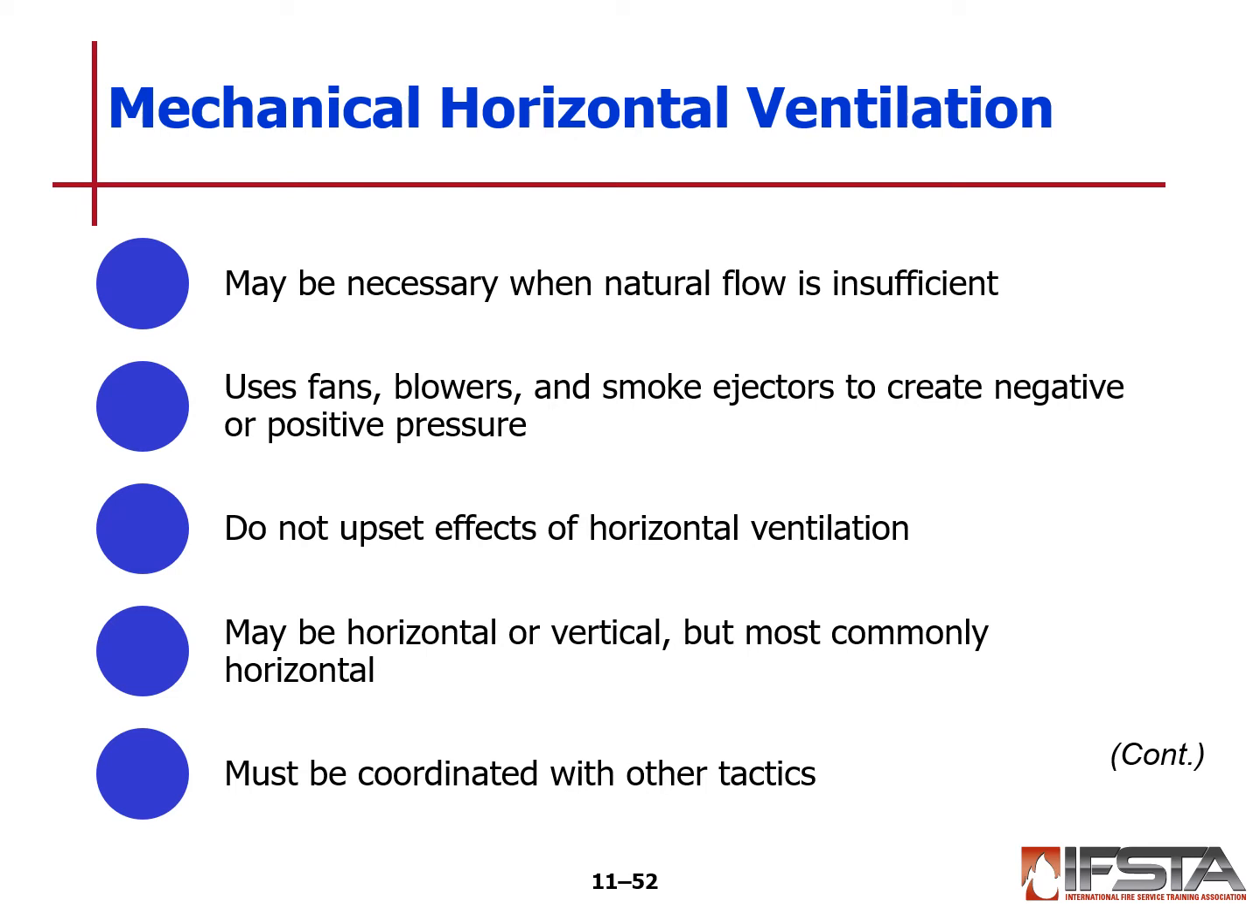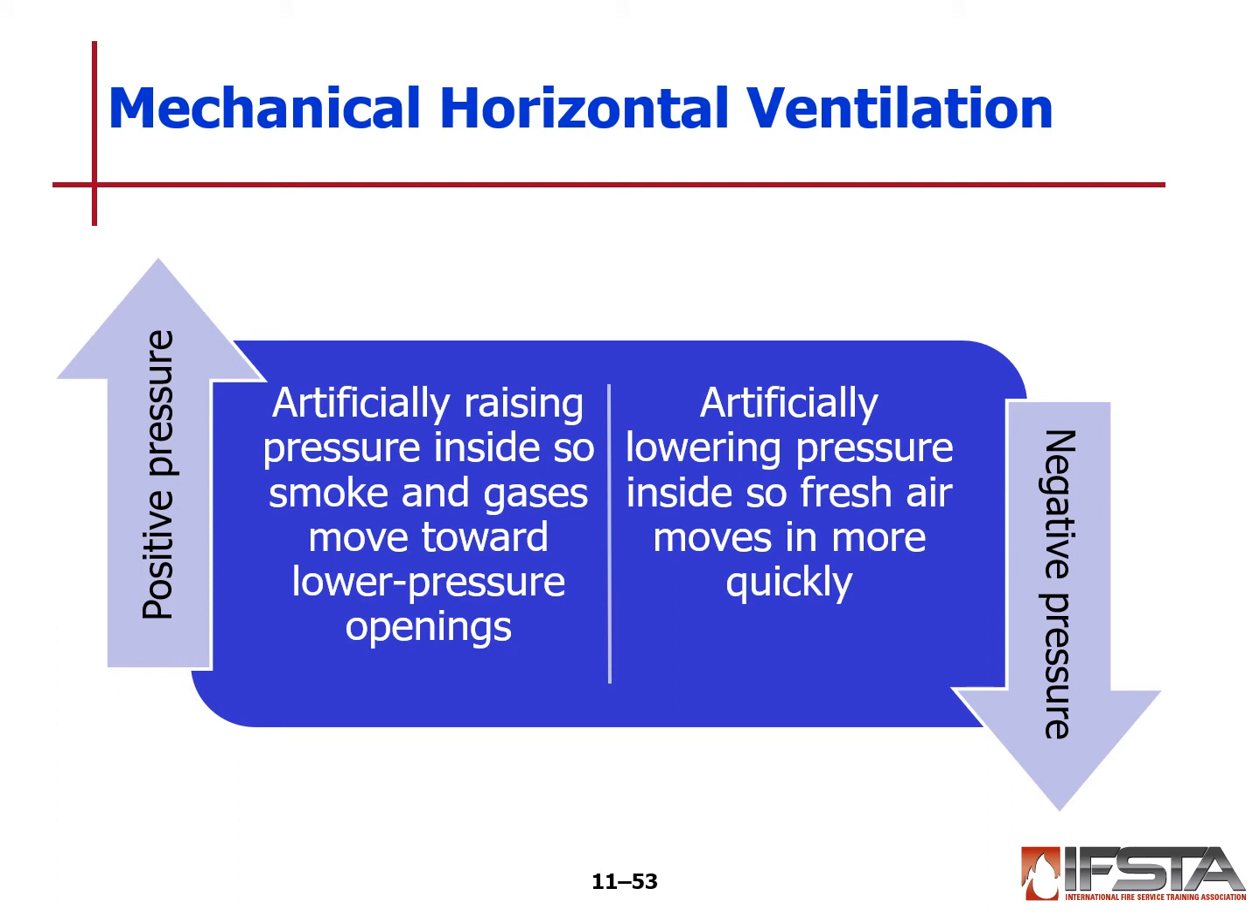This can be horizontal or vertical, but most commonly horizontal. Most of the time we're able to open up doors and windows and allow our mechanical ventilation to happen horizontally. Again, this must be coordinated with other tactics. Positive pressure is artificially raising the pressure inside, so smoke and gases will move towards that lower pressure, which is the openings. In a negative pressure setting, we are artificially lowering the pressure inside, so fresh air moves in more quickly.